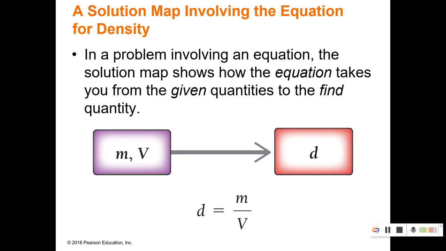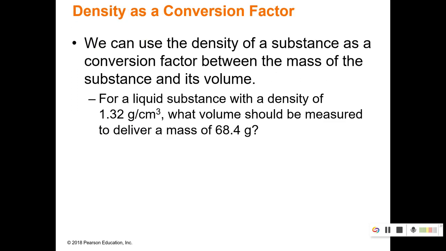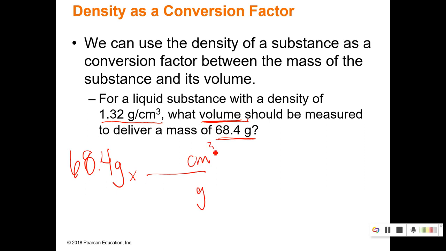Okay, sometimes we can also use density as a conversion factor because it's got those two different units. So it makes it easy to use as a conversion factor. So here we want to know what volume should be measured if we have 68.4 grams. I do want to note there are two givens here. But the one with two units is a conversion factor. Something to note, the number goes with the top unit.